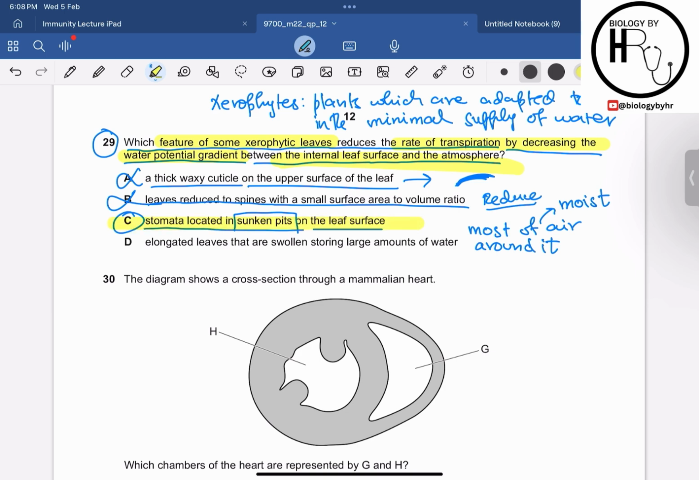The moisture will be collected around the sunken pits on the leaf surface, right? And because of the high water potential of the moisture and the high water potential inside the leaf, the water potential gradient will be decreased and less water will be lost, right? So hence the correct answer over here would be option C.